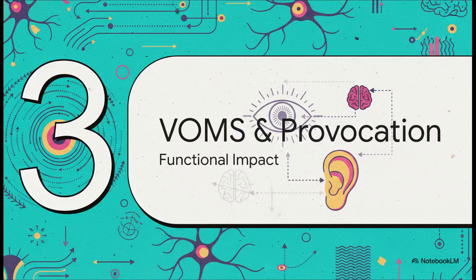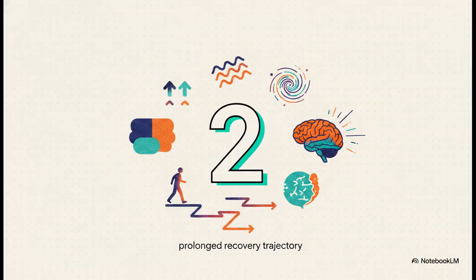Moving right along to step 3. VOMS and provocation. So still at the bedside, we need to quantify oculomotor and vestibulo-ocular dysfunction, and we do that using the VOMS provocation meter. This is exactly where we capture the functional impact of the injury on visual and spatial processing.